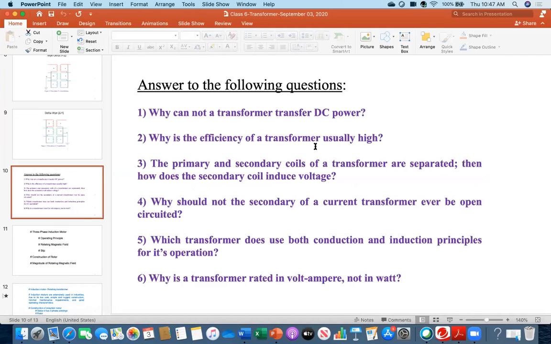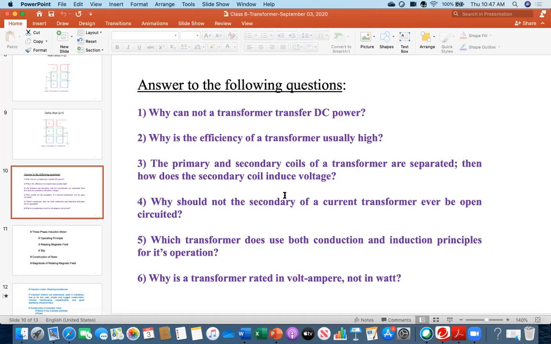So therefore the answer is: in case of a transformer, there are no rotating parts, no moving parts. A transformer is a static device. It has only two small losses, core loss and copper loss. That's why the efficiency is typically high. Could you follow me? Yes. Oh, great. So please write down the answers in your notes.